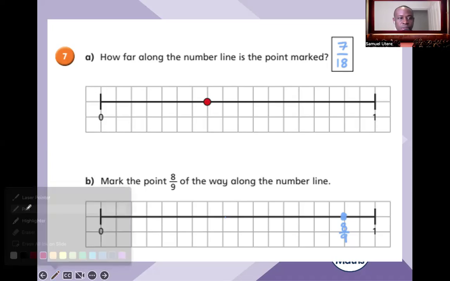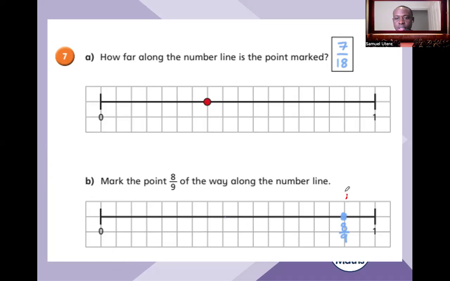So let's write this. This point here is 16 over 18. Now, these two numbers are in our 2 times table, so we can divide 16 by 2 to give us 8, and we can divide 18 by 2 to give us 9. So that is the position.